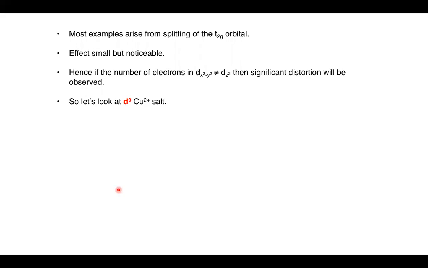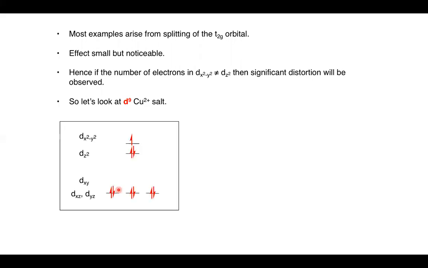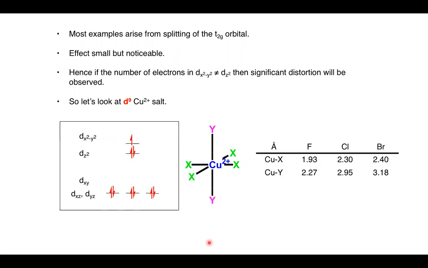And so let's have a look at a D9 copper 2 salt. Here we see that all of the orbitals are fully filled except the dx squared minus y squared. And so this is the general structure of that salt, and these are the bond lengths and how they change based on the different halogen being the ligand.